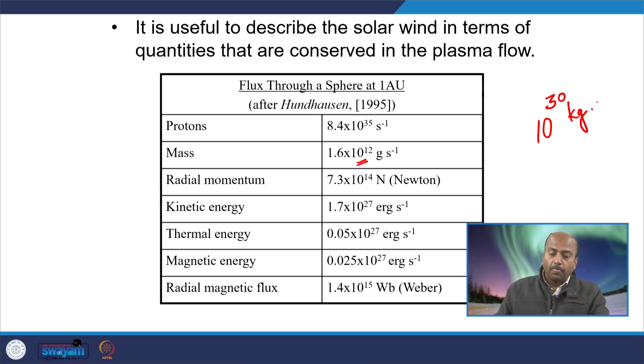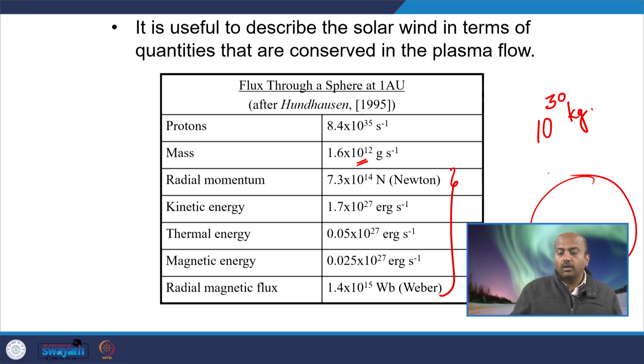So 10^12, although it appears to be comparable because 12 and 30 differ by only 18, is actually very small in comparison to 10^30, because it is several orders of magnitude smaller. The radial momentum, kinetic energy, thermal energy, magnetic energy, radial magnetic flux, all these numbers are huge. They are through a sphere of radius 1 astronomical unit.